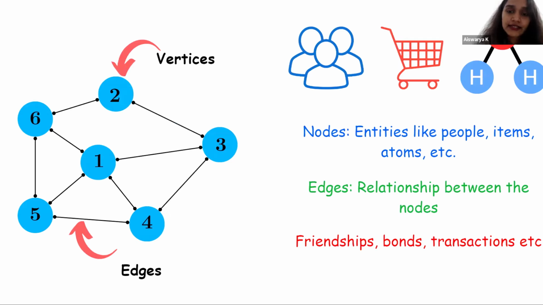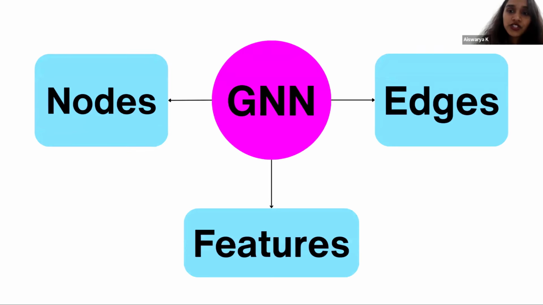The nodes can be entities like people, items, atoms, etc., and edges can be the relationship between the nodes. What can be the relationship? If that is a social network, the relationship can be friendships, bonds, transactions, etc. So GNNs work by processing the nodes, passing messages from nodes to its neighbors, and aggregating and updating the features.